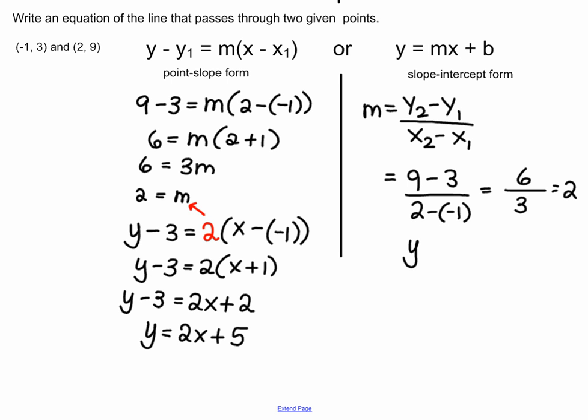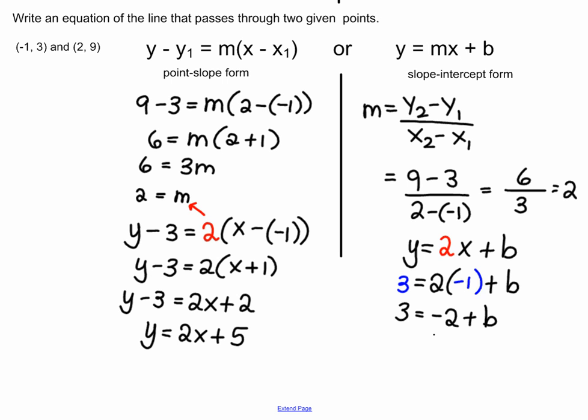And now we plug that in for m, and then we put in one of those points. Again, I'll use -1, 3 just to be consistent. So 3 equals 2 times -1 plus b. So 3 equals -2 plus b. Add 2 to both sides. And we rewrite our equation, putting in m and b. And you'll notice again we get the exact same answer, which is what should have happened.